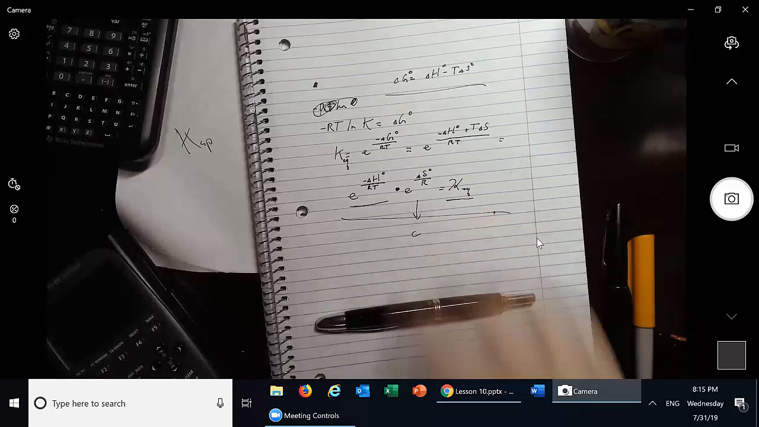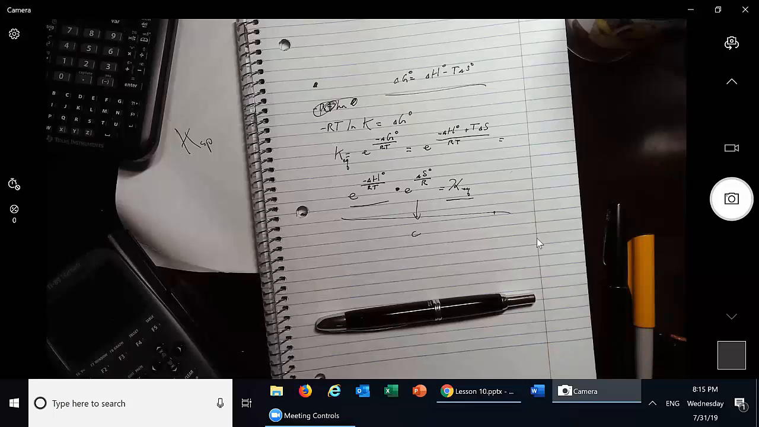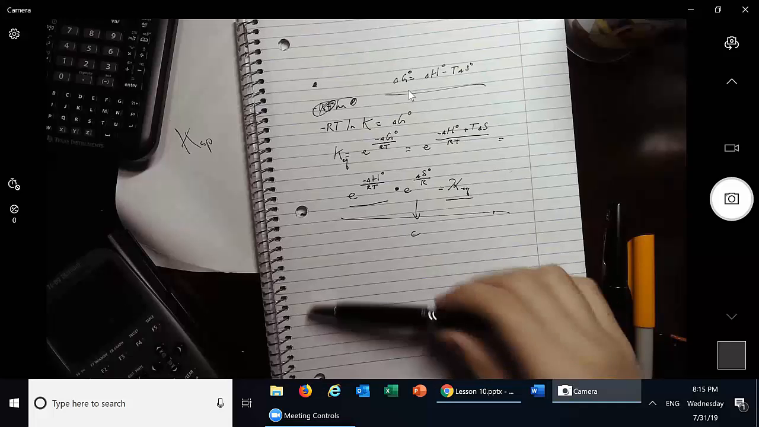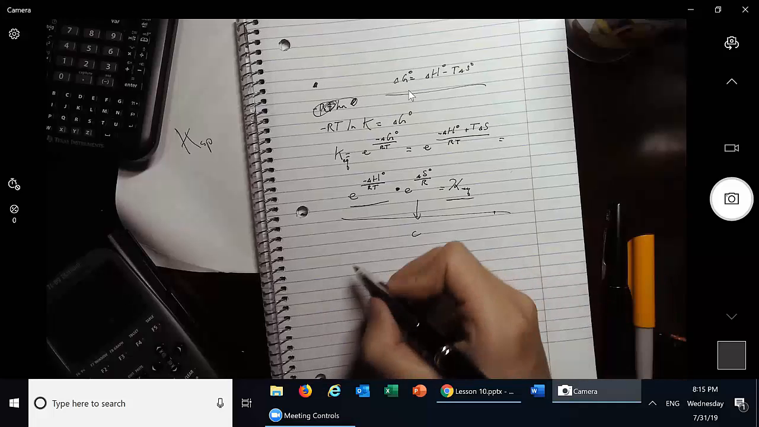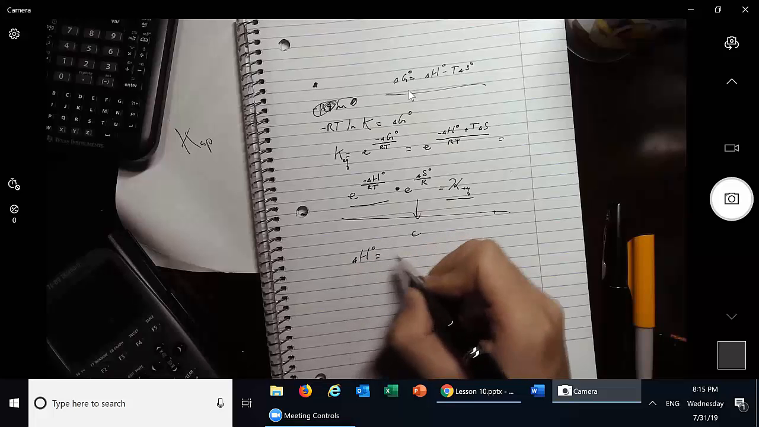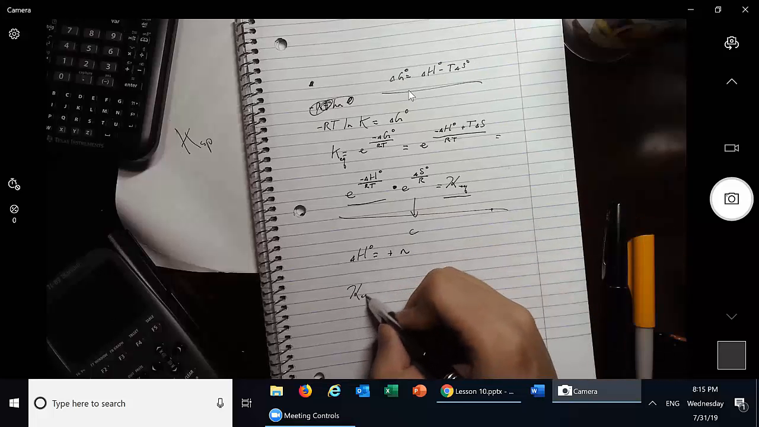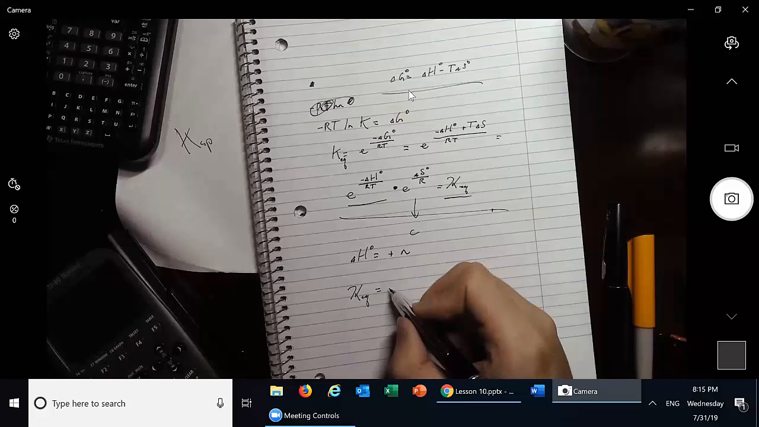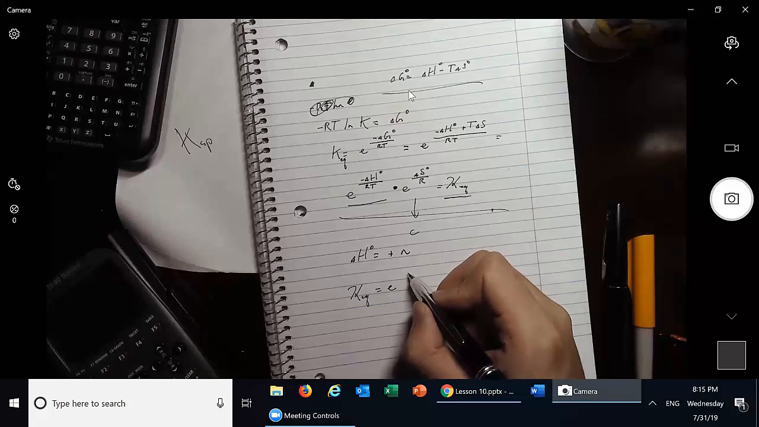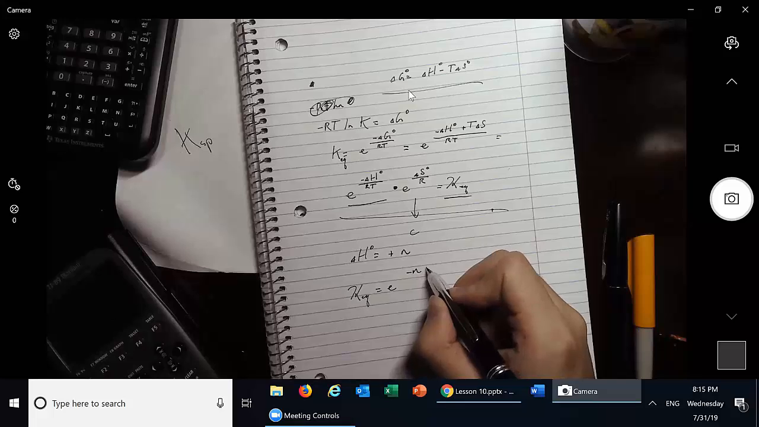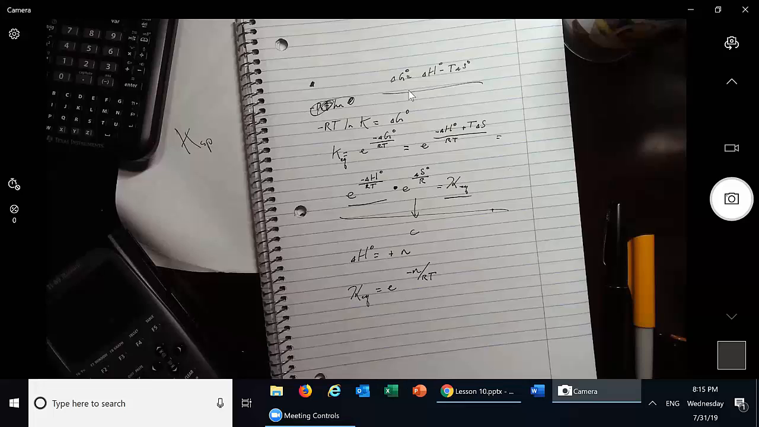This means that depending on whether delta H is positive or negative, the reaction will respond in different ways to temperature. So let's assume that delta H is some positive number, N, right? Then we have K_eq equals e to the negative N over RT.